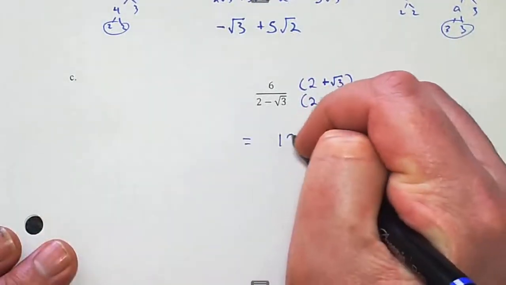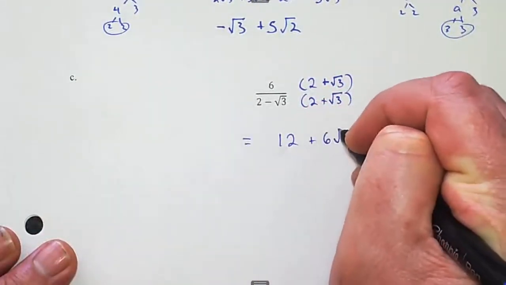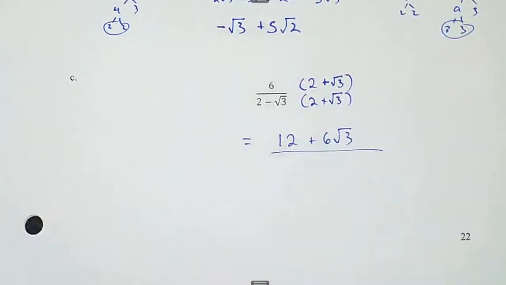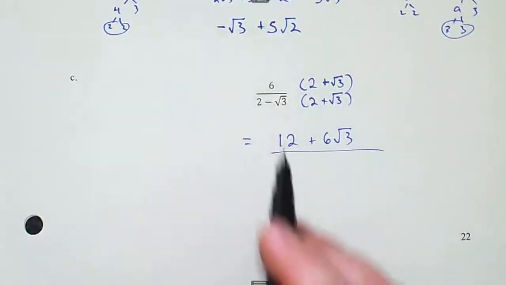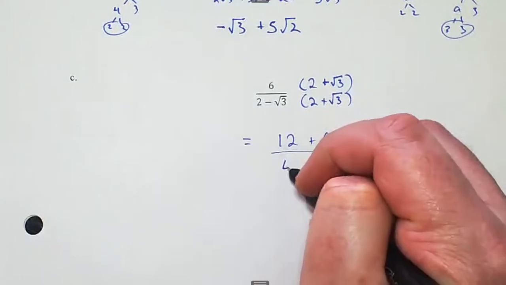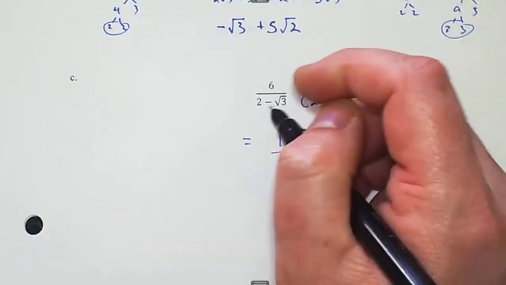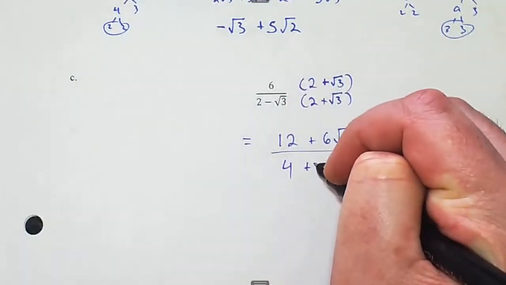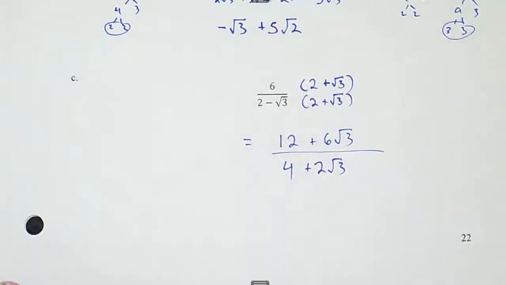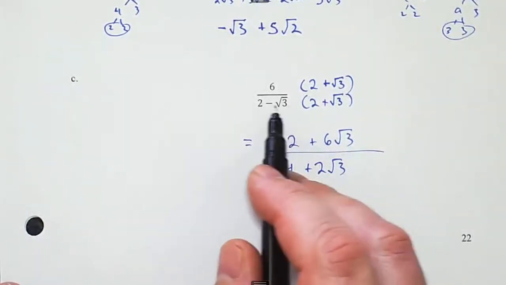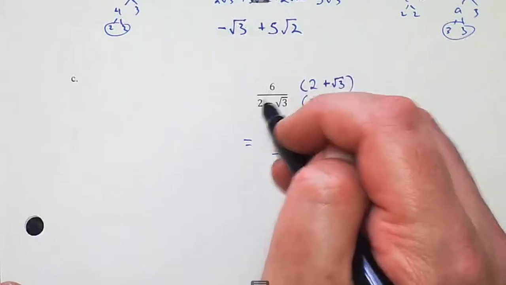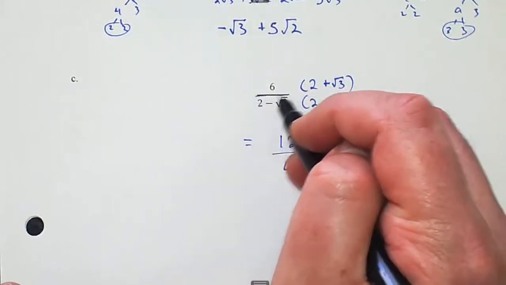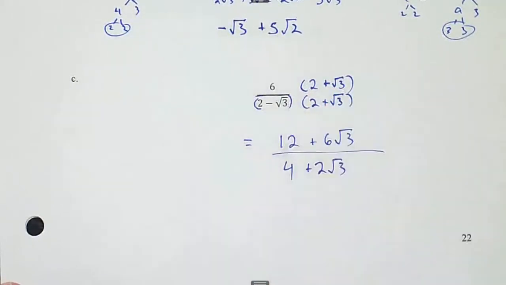So then this becomes 12 plus 6 root 3 over, I got to expand all this out. 2 times 2 is 4. 2 times root 3 is 2 root 3. You may be wondering why I'm doing this entire thing times this. The division symbol here is actually a grouping symbol. There's actually parentheses there. I just don't have to write them.